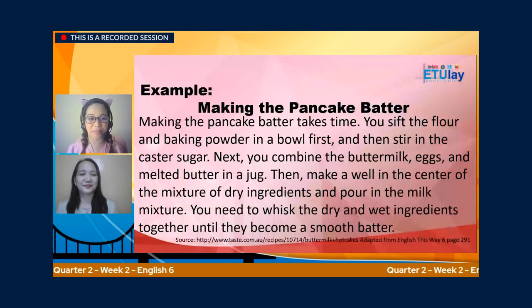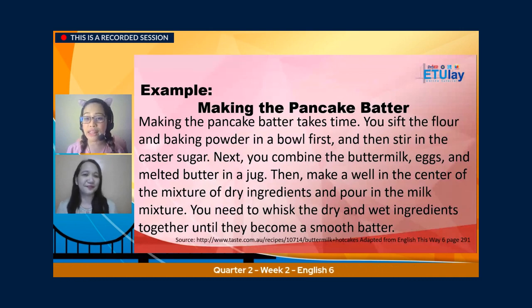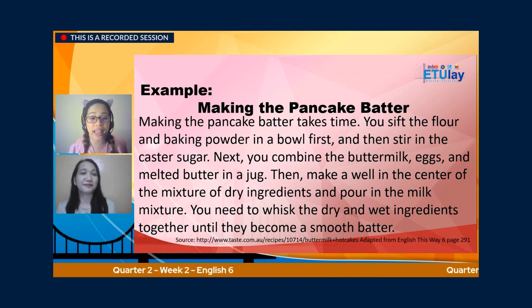Making the pancake batter. Making the pancake batter takes time. You sift the flour and baking powder in a bowl first, and then stir in the caster sugar. Next, you combine the buttermilk, eggs, and melted butter in a jug. Then, make a well in the center of the mixture of dry ingredients and pour the milk mixture. You need to whisk the dry and wet ingredients together until they become smooth batter. And here is our source.